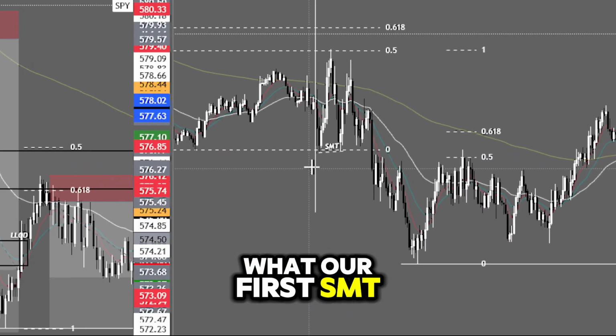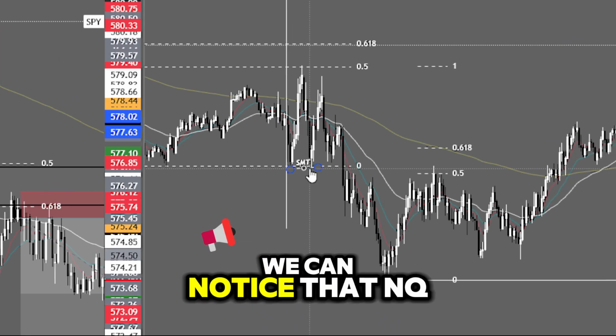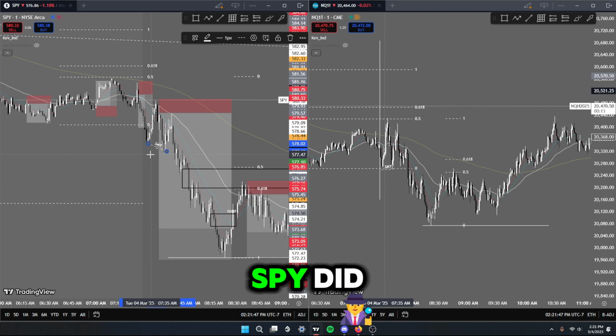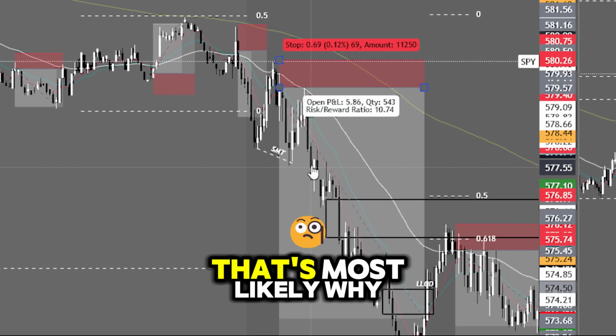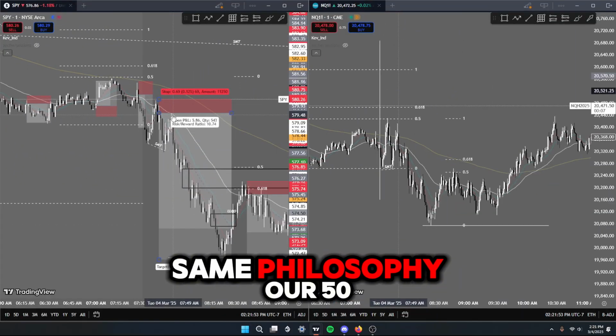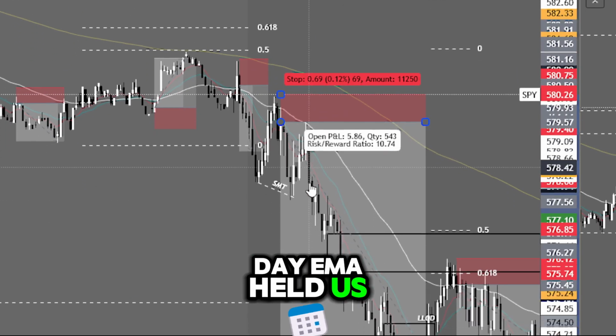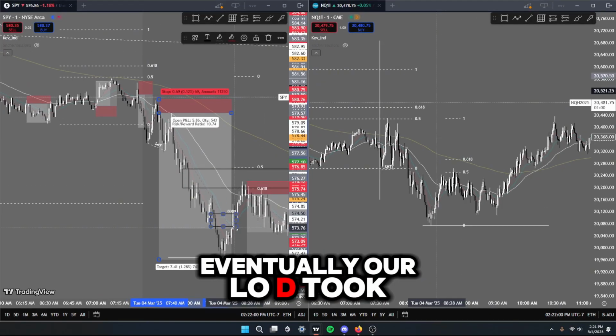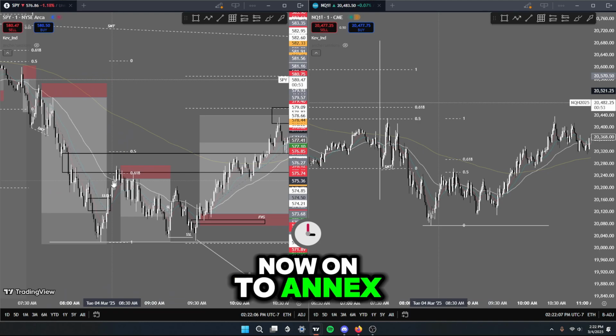Right here we can notice that NQ did not make the same sort of sweep that SPY did. Noticing that, that's most likely why we retraced back up. Same philosophy: our 50-day EMA held us and we were able to drag it all the way down until eventually our LLOD took us out. Now onto the next trades.